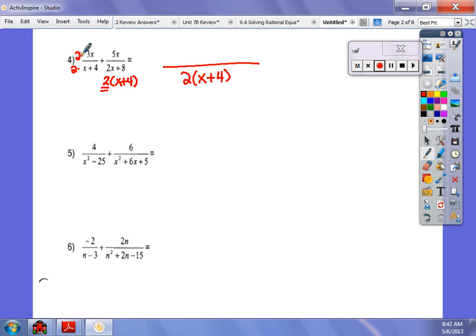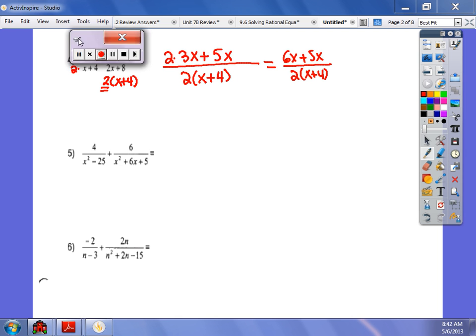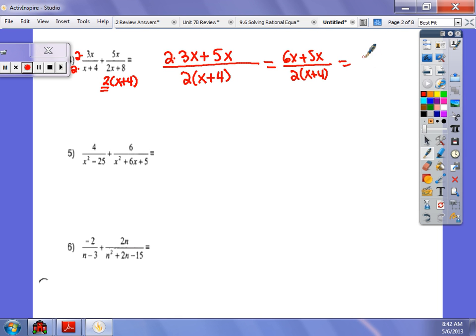So now I just have to concentrate on the numerators, which would be 2 times 3x plus 5x. Well, 2 times 3x is 6x, and 5x all over 2 times x plus 4. Now when I combine like terms, I get 11x over 2 times x plus 4, which means I don't really need to do anything else to this problem because I can't factor it.